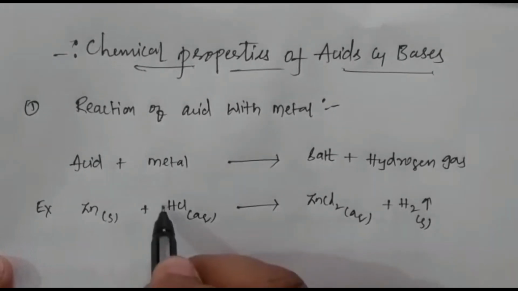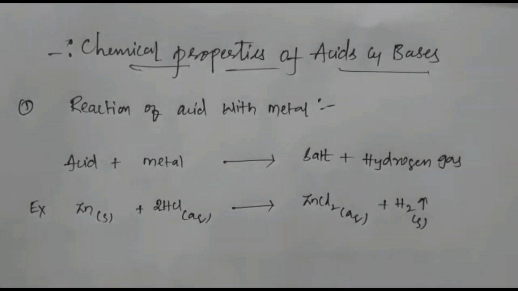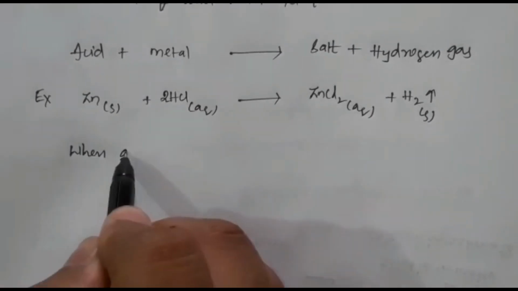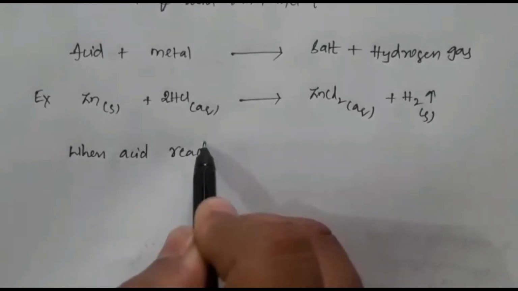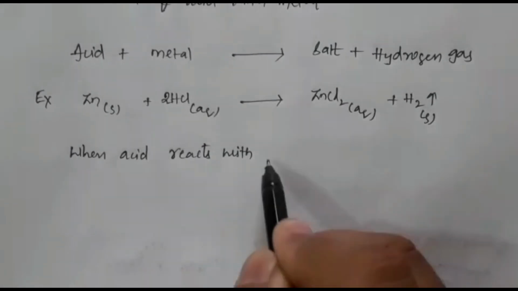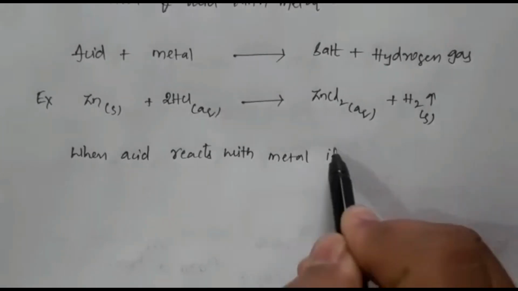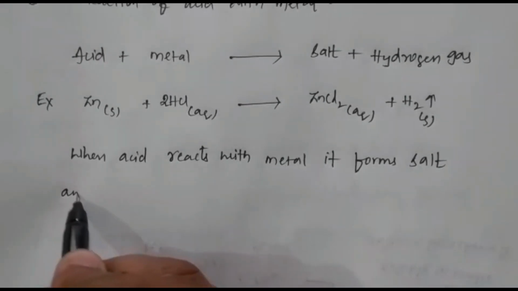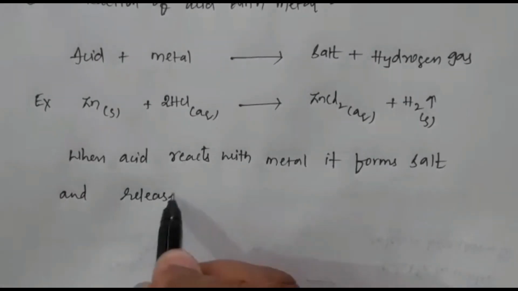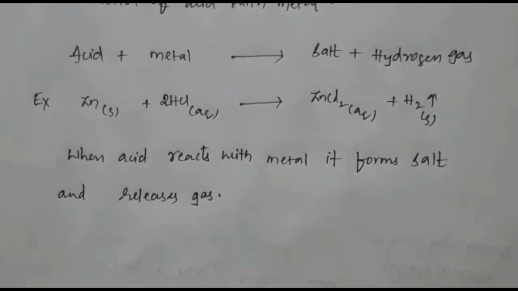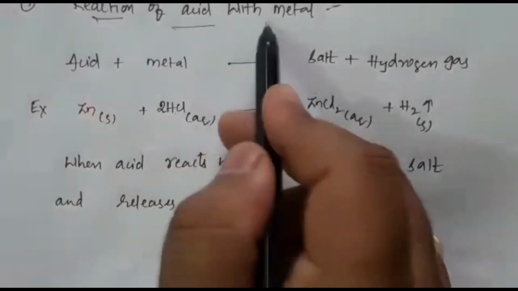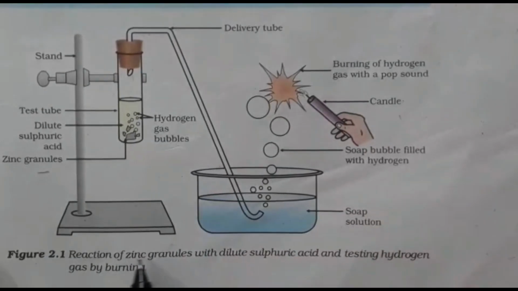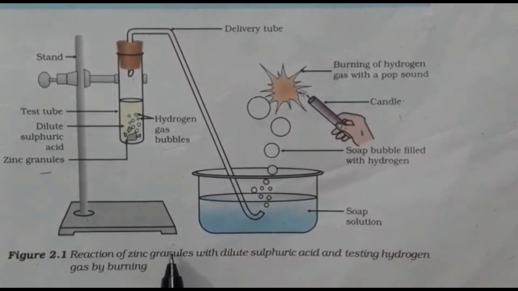So this is the chemical equation to show reaction of acid with metal. So we write here that when acid reacts with metal, it forms what children? Salt and releases hydrogen gas. So this is the reaction of acid with metal. Let us try to learn this with the help of an activity. Let us learn the activity of reaction of acid with metal, an important one.